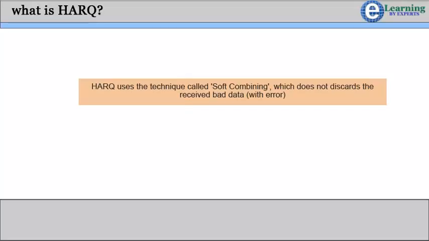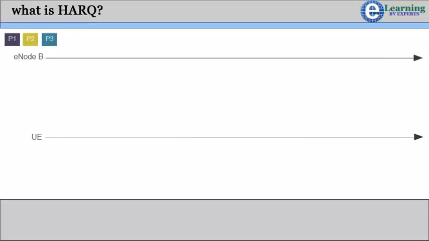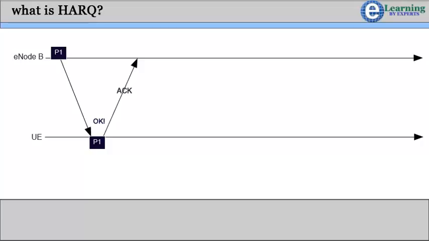Let us understand this with an example. Suppose eNode B has packages P1, P2 and P3 for transmission to UE. The ENB sends package P1. The package P1 arrives at UE, and is OK. If the package P1 is OK, then the UE sends an HARQ ACK. The transmission continues, and UE is sent package P2. The package P2 arrives, but let's consider now that it arrives with errors. If the package P2 arrives with errors, the UE sends an HARQ NACK.